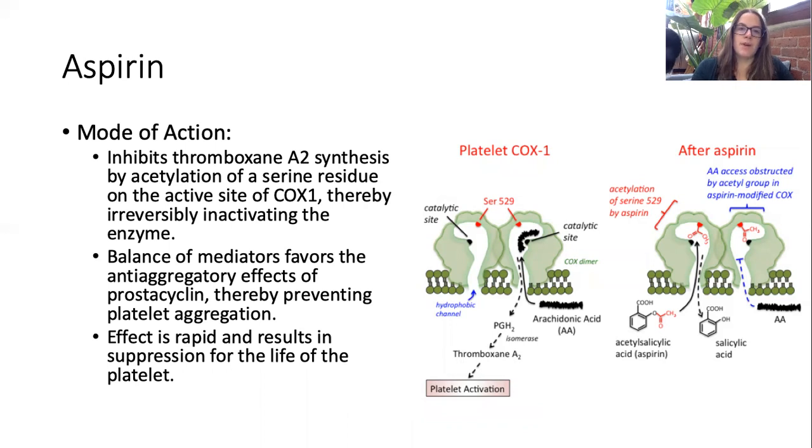Aspirin inhibits thromboxane A2 synthesis by acetylation of a serine residue on the active site of COX-1, thereby irreversibly inactivating the enzyme. The balance of mediators favors the anti-aggregatory effects of prostacyclin, thereby preventing platelet aggregation. This effect is rapid, and the result is suppression for the life of the platelet.